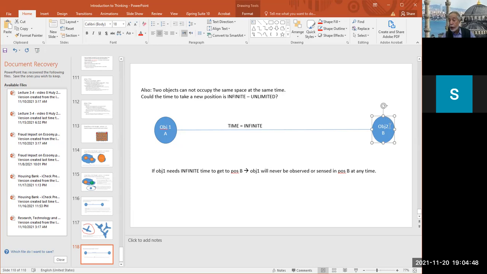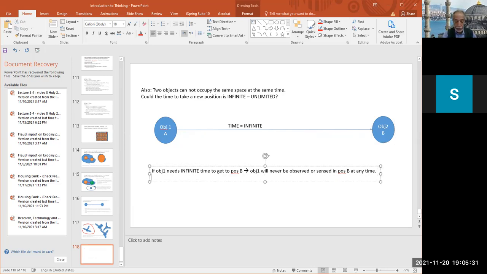Why? Because I'm saying it takes infinite time. If I spend a million years, it's still not there. If I spend a billion years, it's not there. If I spend a trillion years, it's not there, which means it will never be in a place where I can sense it. And the fact is that as long as object one exists, no matter where it moves, I can always sense object one, and I can determine its existence at any point of time. That's reality. So if object one needs infinite time, object one will never be observed.